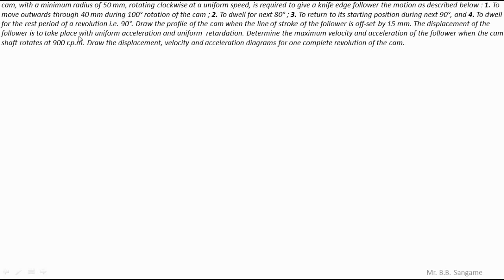The displacement of the follower is to take place with uniform acceleration and uniform retardation. Okay, but here also we need to determine the maximum velocity and acceleration of the follower when the cam shaft rotates at 900 rpm. Also we need to draw the displacement, velocity and acceleration diagram for one complete rotation. So let us see what we have. We have the lift, the outstroke, return stroke, dwell part, and also the speed of the shaft.